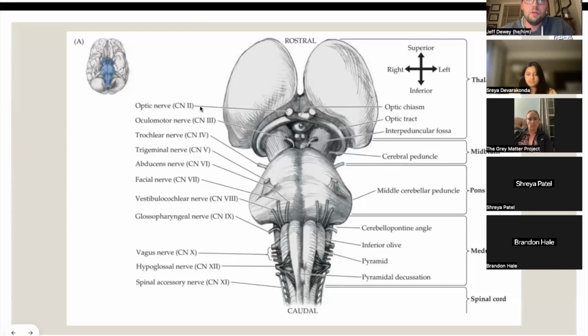Cranial nerve 2 is the optic nerve. That's that nerve we talked about earlier that processes all visual function. Cranial nerve 3 is the oculomotor nerve. That's one of the nerves that affects eye movements.